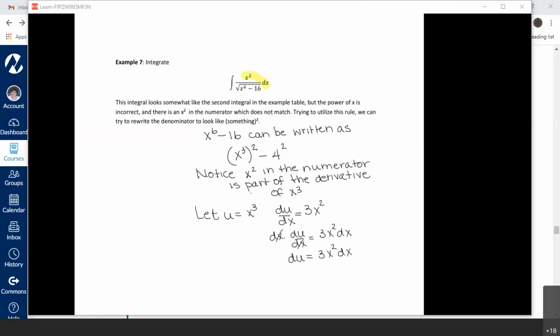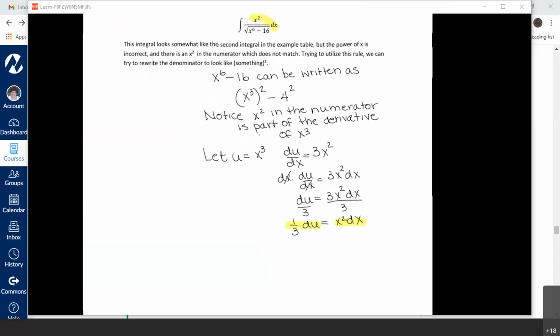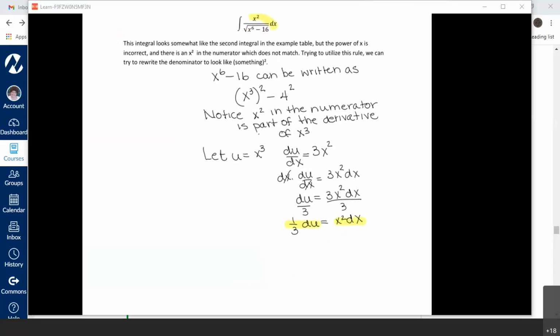And then the only thing I need to do is divide by 3 here. So I have 1/3 du equals x squared dx, which is now a match for that part of the integral. All right, so what I'm going to do here is let u be x cubed. Then I can rewrite my integral like this.